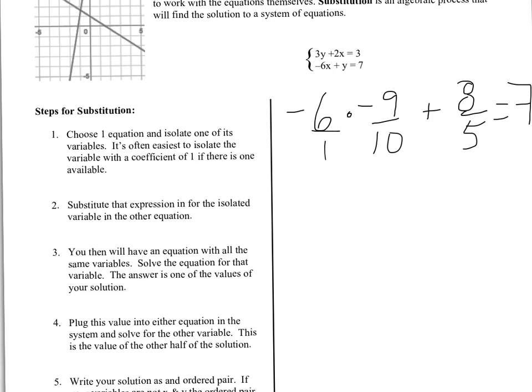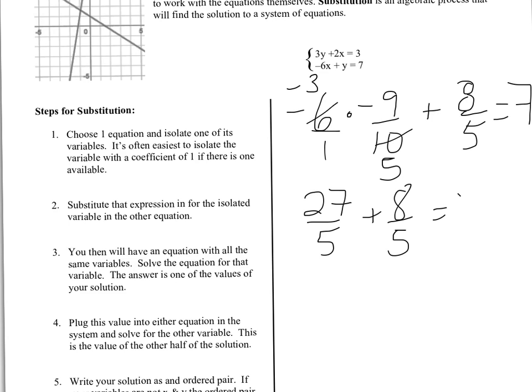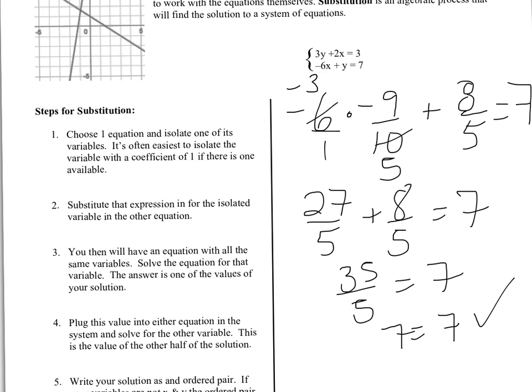So make that 6 over 1. I can do some cross canceling here. I'm going to divide both of these numbers by 2, so this is going to become negative 3, and that's going to become 5. Negative 3 times negative 9 is 27, so I get 27 over 5 plus 8/5 equals 7. Last time I checked, 27 plus 8 was 35, so 35 over 5 equals 7, and you get that 7 is equal to 7. So you did it correctly. Go ahead and move on to the next page and try the next problem.